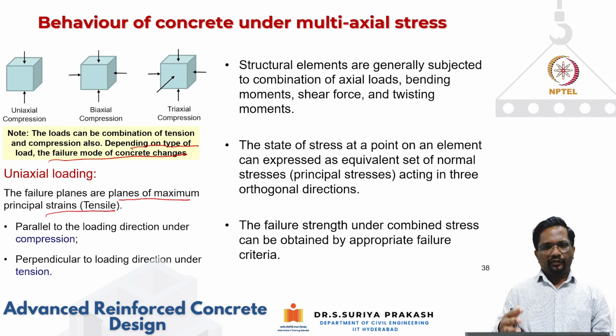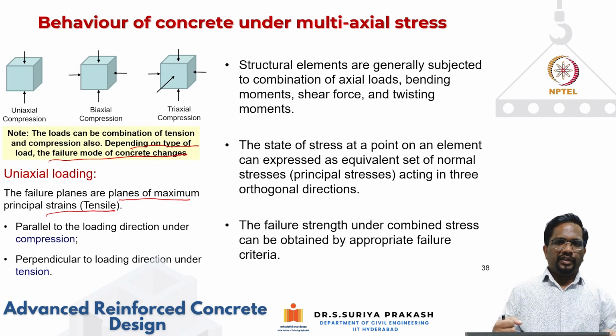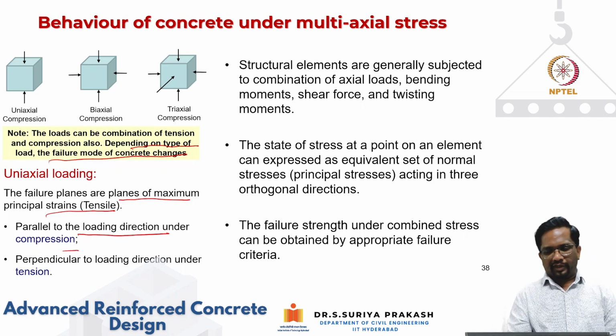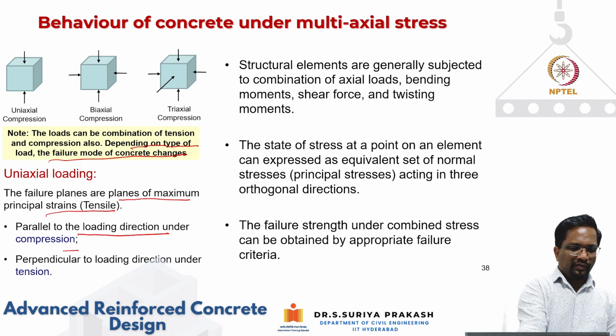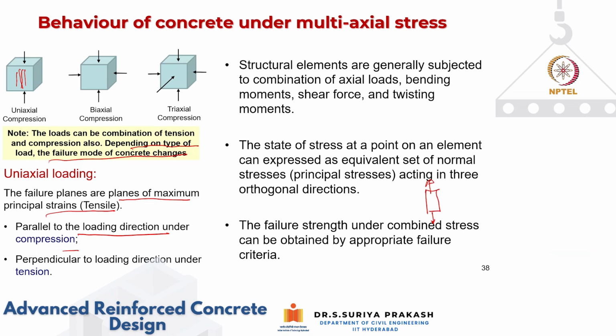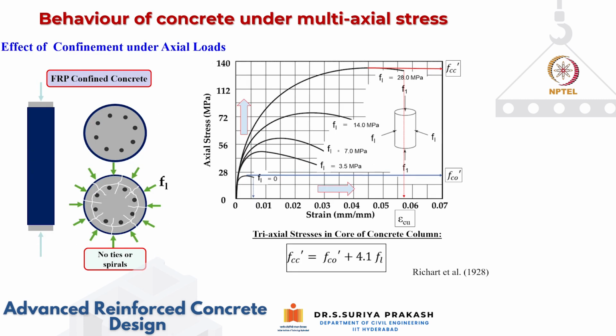Because concrete is weak in tension, usually the failure will be initiated by tension only, and the failure planes will be parallel to the loading direction in compression. So if you test a cube like this, you end up with this kind of crack, parallel to the loading direction. And in case of tension, when you are pulling an element in tension like this, the cracking is going to be like this. So the failure plane will be perpendicular to the loading direction in case of tension. Okay, so you have to account for them in your design.